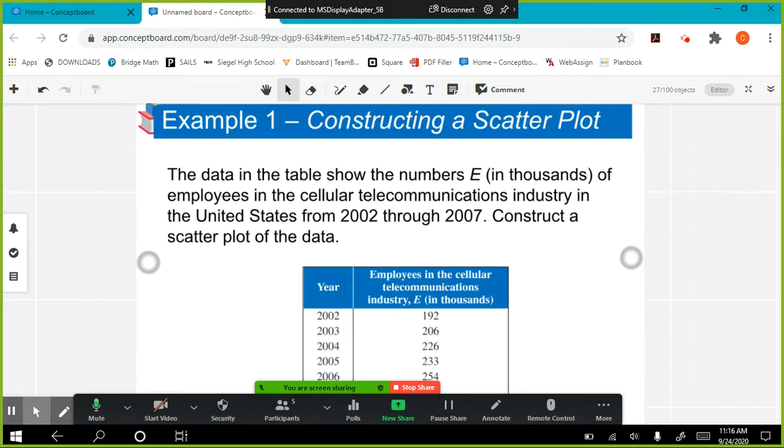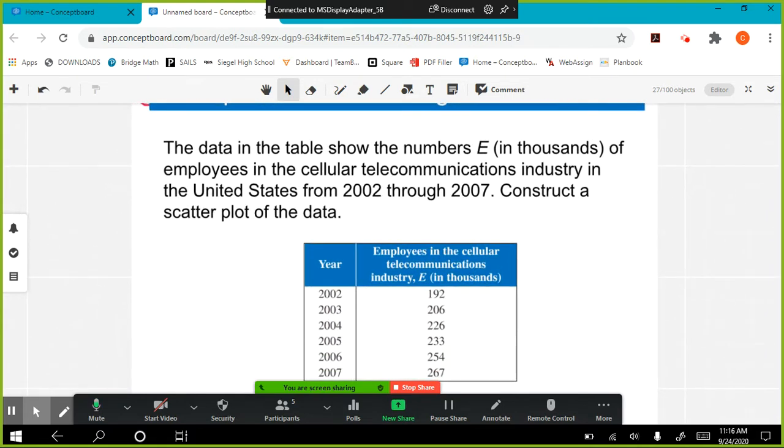So here's some data. This data shows the number E in thousands. It's always important to notice what a number actually represents. So, in thousands of employees in the cellular telecommunications industry in the United States from the years 2002 through 2007, construct a scatter plot of the data. So basically what we're doing for a scatter plot is creating ordered pairs out of these numbers. We are then plotting them on a graph.